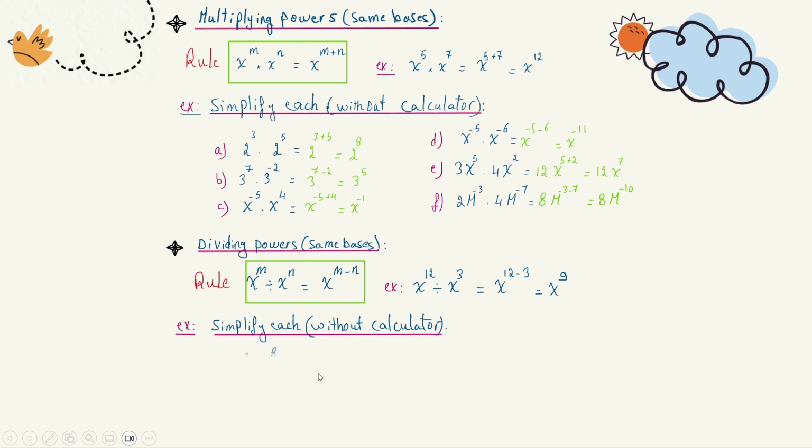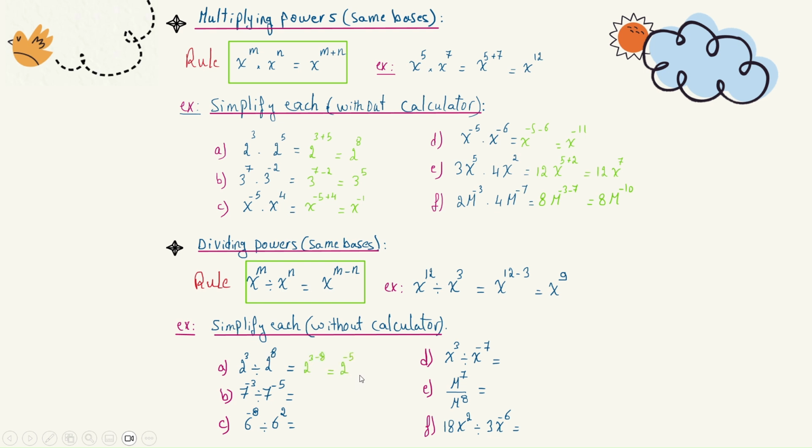Very good. Now let's take some examples to understand different levels of questions. We're going to simplify all of them without a calculator. So 2 to the power of 3 divided by 2 to the power of 8. We just minus the powers, or minus the exponents. 2 to the power of 3 minus 8. We're going to end up with 2 to the power of minus 5. Very good. Now 7 to the power of negative 3 over 7 to the power of negative 5. We're going to end up with negative 3 minus negative 5, right? Because we have double minus, we're going to end up with plus, so minus 3 plus 5, or 2.